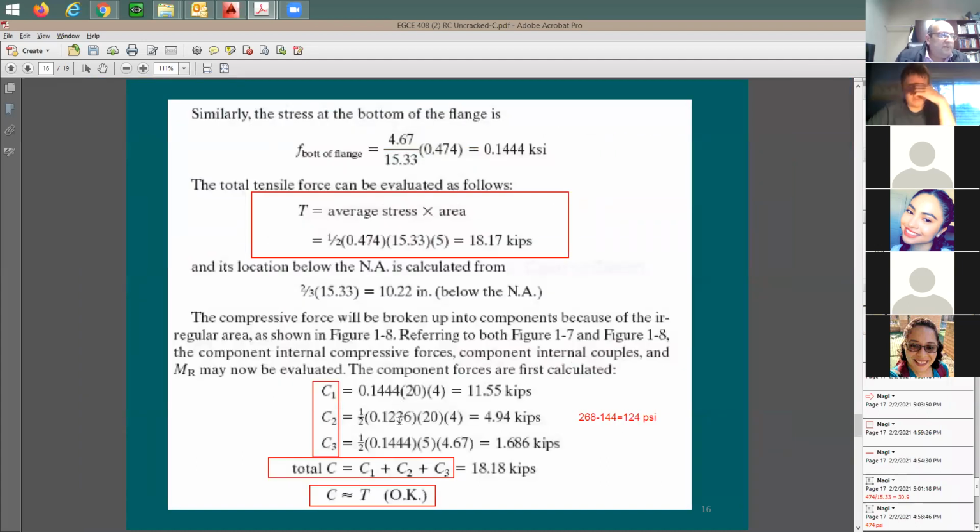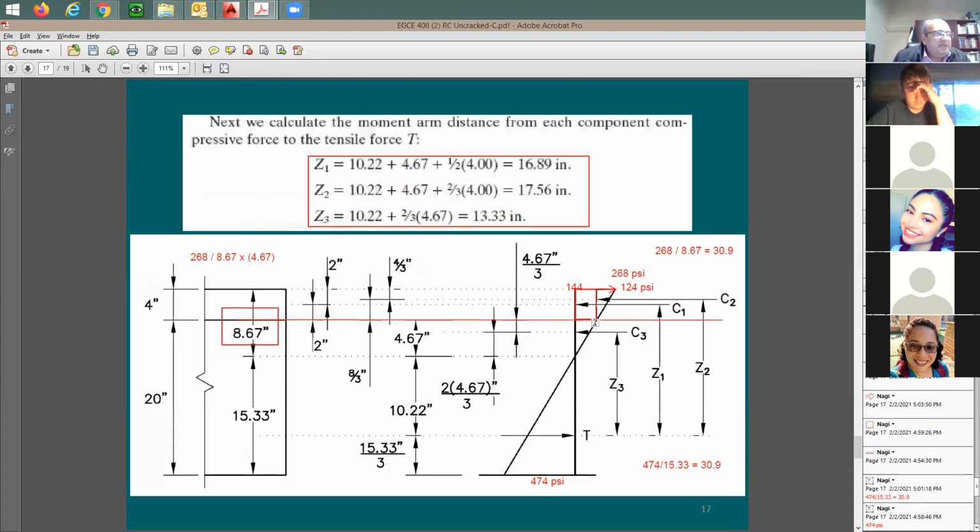Here's the second force. And which force is this now? This is going to be for the stress that happens at part of the stem that goes into compression. What do you mean part of the stem? I'm going to say for this piece here. This is going to be the flange, here's the stem, and it happened in compression. This is going to be C3.